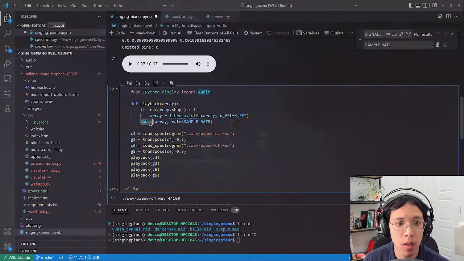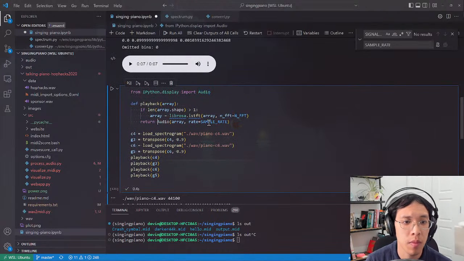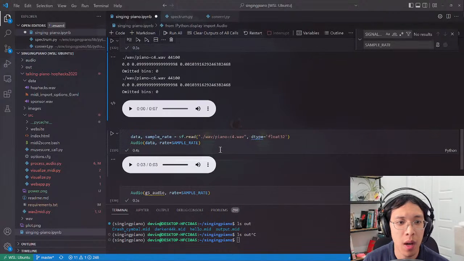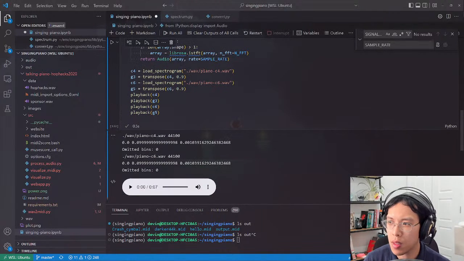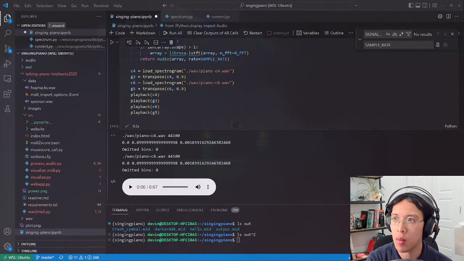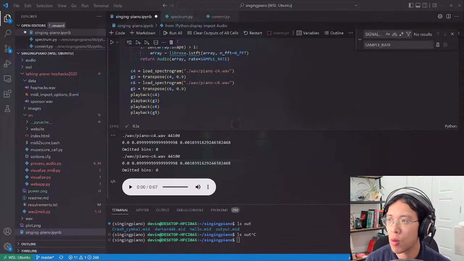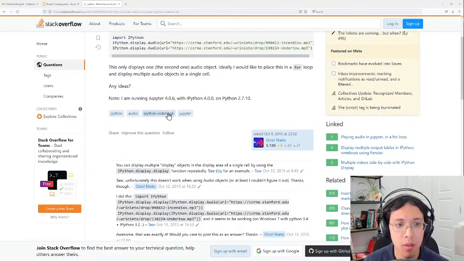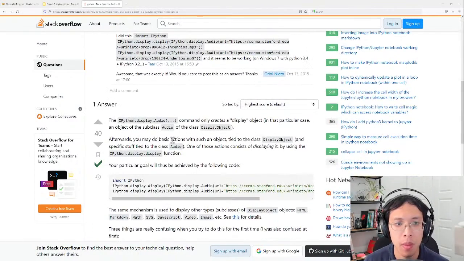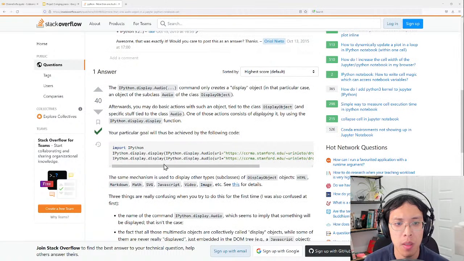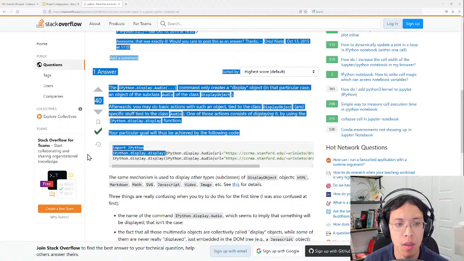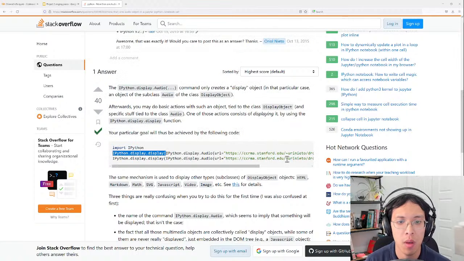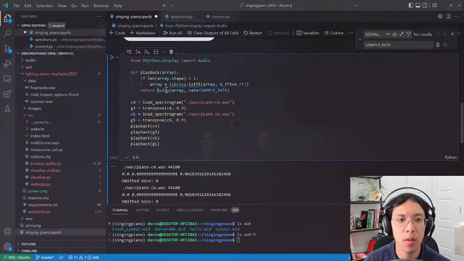Okay, apparently it doesn't want to... okay, that kind of works. Although it doesn't want to do multiple ones. So I wonder if there's a way to do this in IPython. More than one audio object. Thank you, Stack Overflow. Display.display. That's what I'm missing. Okay. So in theory, I can do this.